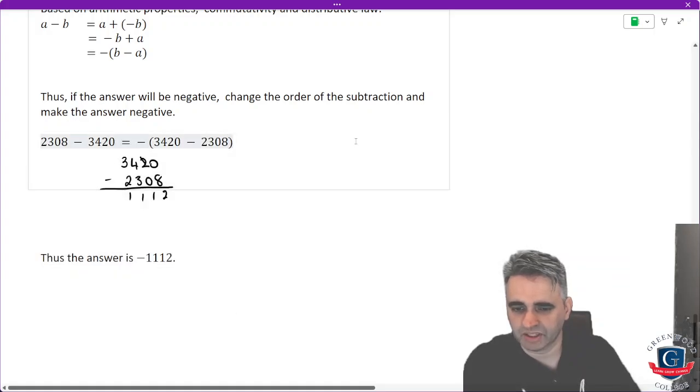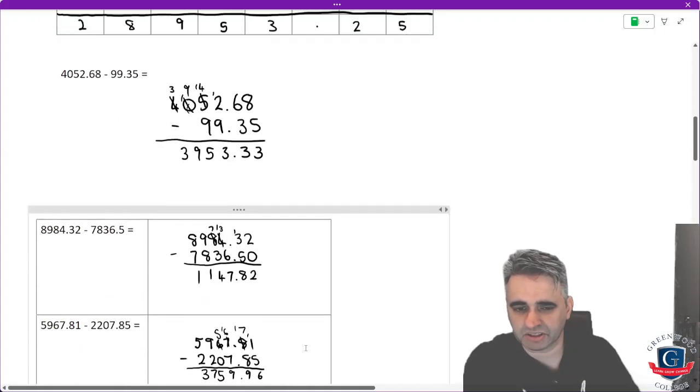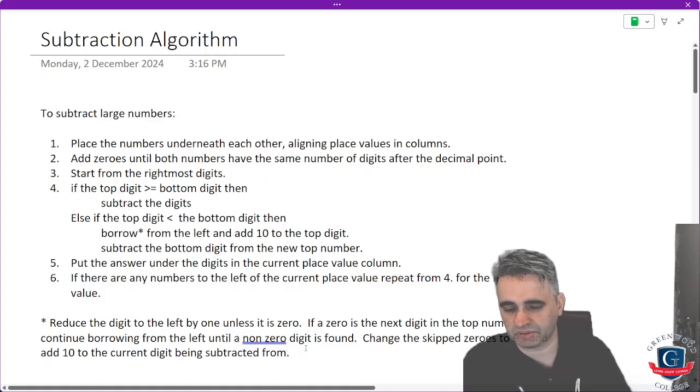Move this down a bit. 1112. And there you go. The subtraction algorithm and a way of getting around when the first number is bigger than the second and you get a negative answer. I hope that was helpful.